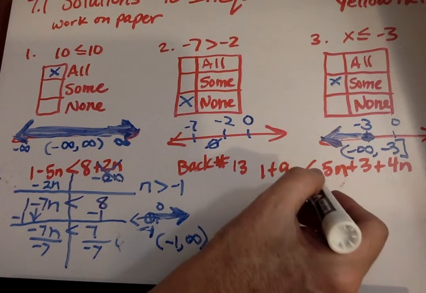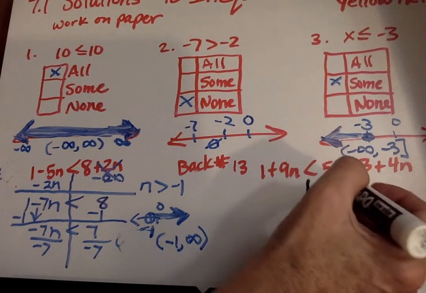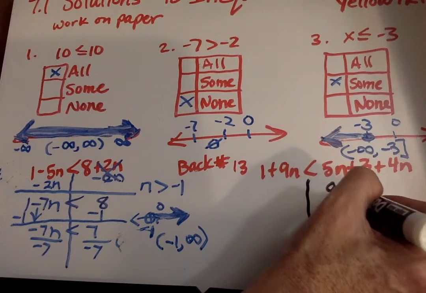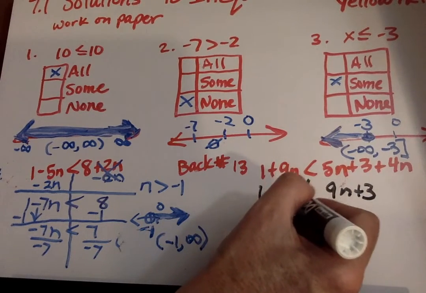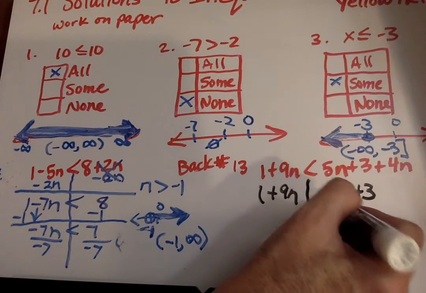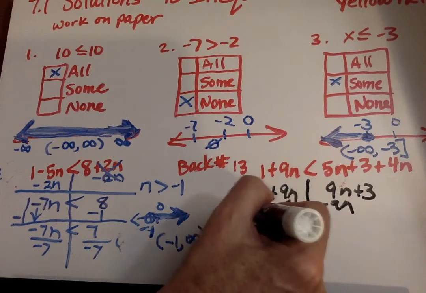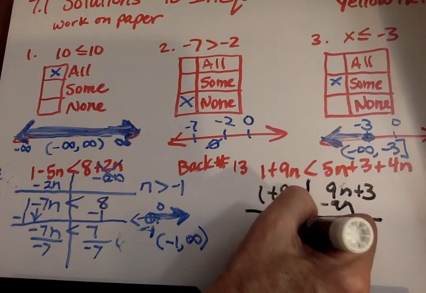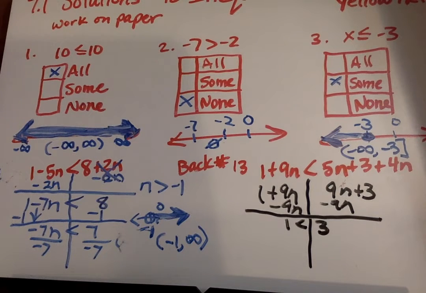We have this equation. I put a line down the equal sign. I'm going to combine like terms over here, 9n plus 3. And this is 1 plus 9n. Now I want to get the n's on the same side, so I minus 9n, minus 9n. Now I get 1 is less than 3. Now, does that make a true statement or a false statement?